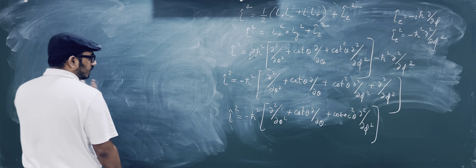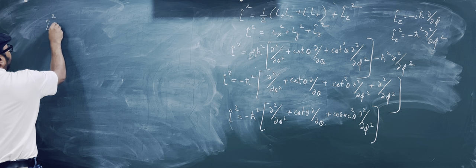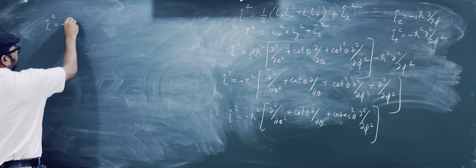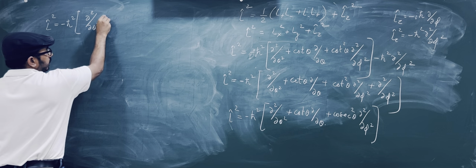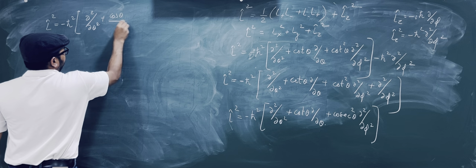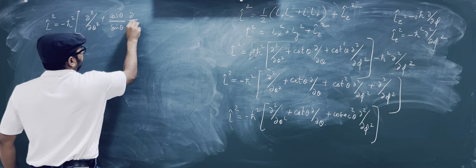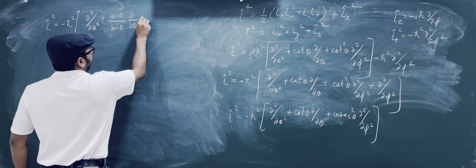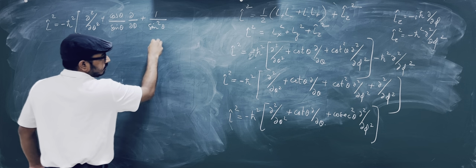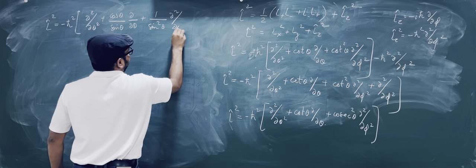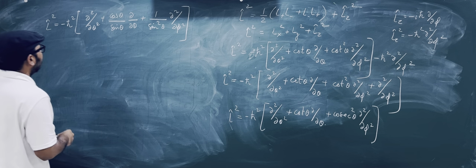So this can be further written as L square is minus ħ square del 2 over del theta square plus cos of theta by sine of theta, cot theta can be written as cos theta over sine theta, del by del theta plus 1 over sine square theta, cosec square theta is 1 over sine square theta, del 2 over del phi square. So this is the final term.